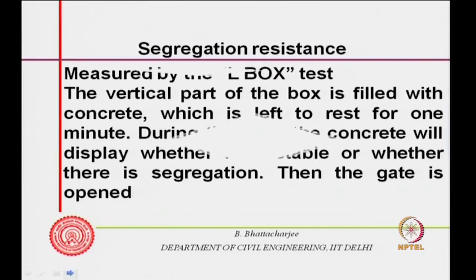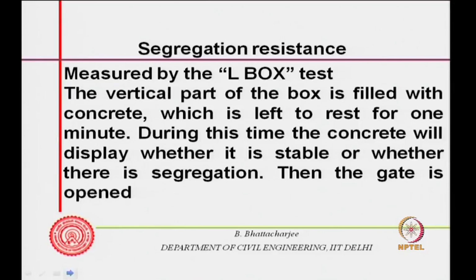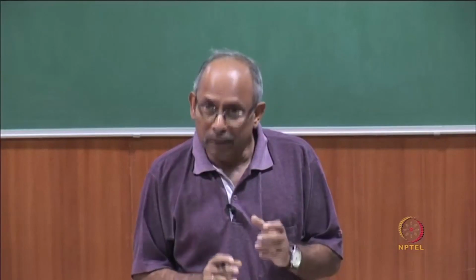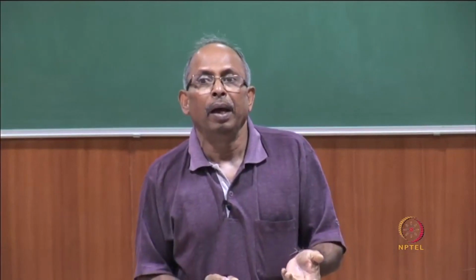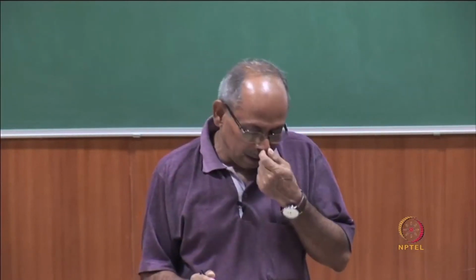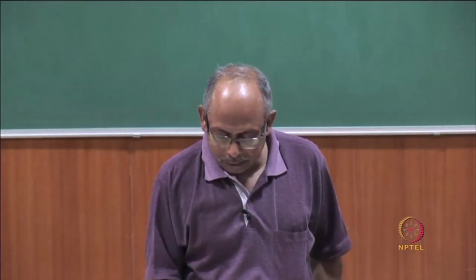Now, segregation resistance is measured by L box test. This is segregation resistance measured by L box test. The vertical part of the box is filled with concrete, which is left to rest for 1 minute. During this time, the concrete will display whether it is stable or whether there is segregation. That means, when you keep it 1 minute in the vertical part of the L box, if there is too much water segregation, it will come up. So, if it is not segregating, then you open the gate, as we shall see, right.